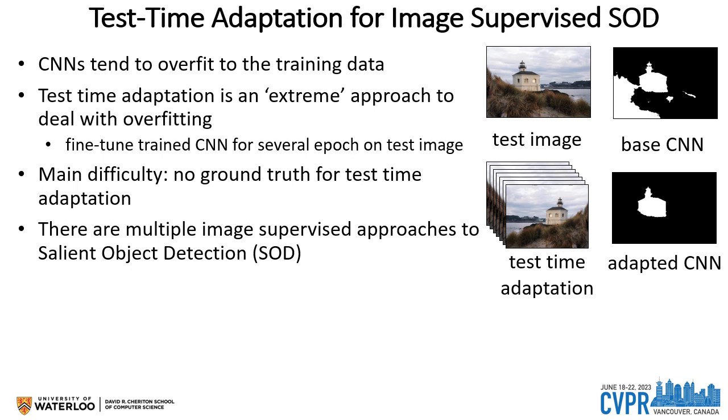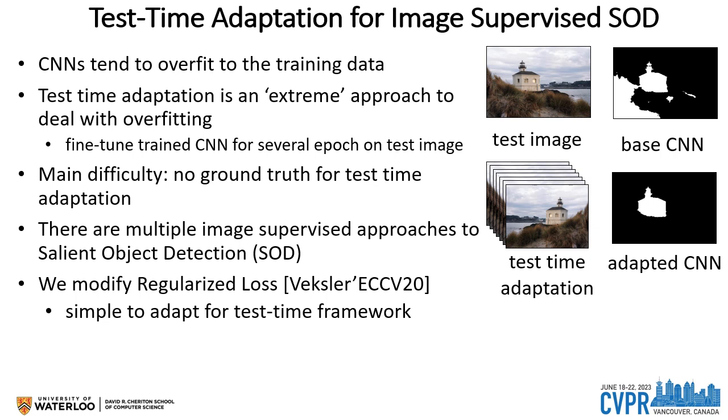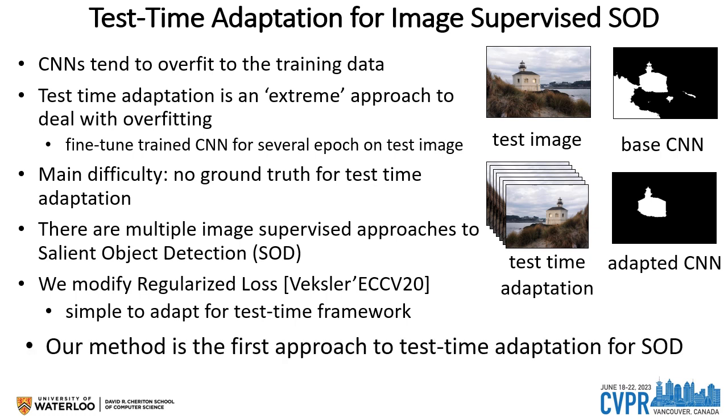However, for the task of salient object detection, there are multiple approaches which are trained without pixel-precise ground truth, just from the images containing salient objects. Such training is called image-level supervision. We adapt a prior approach from ECCV 2020 called regularized loss, as it is particularly suitable for test time adaptation. Our approach is the first approach for salient object detection test time adaptation.